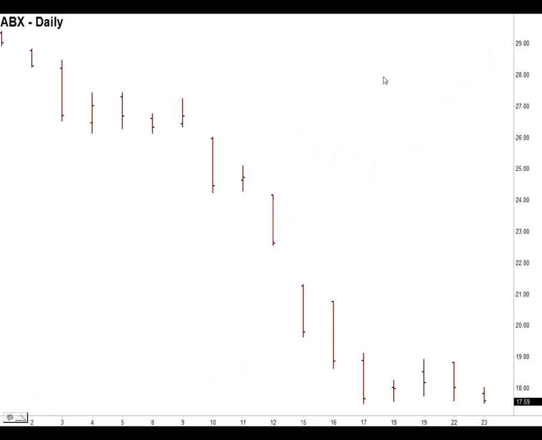How about ABX? When ABX, along with gold, was headed much, much lower, it was in a strong downtrend. All of the bars here are colored red, and we had really nice signals to go short with 2 inside days colored red to the downside in ABX.